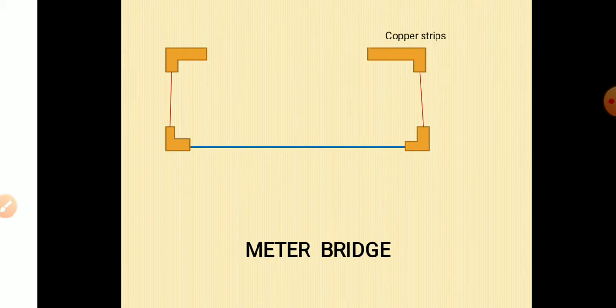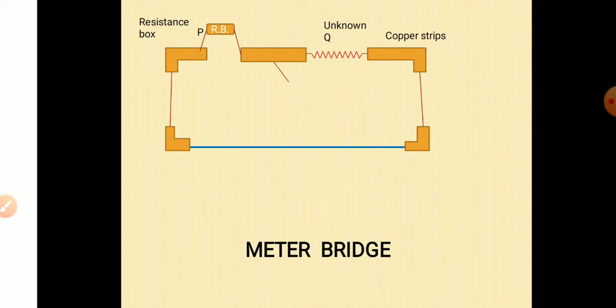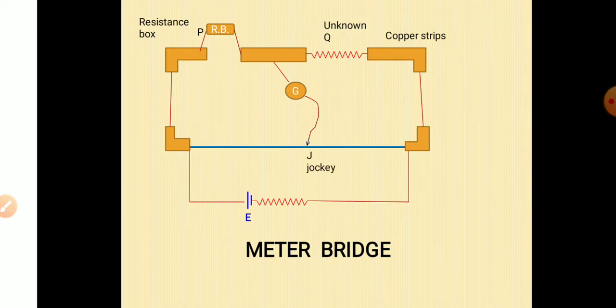So here we have all the arms of a Wheatstone bridge and all the resistances are connected through copper strips. You can see we have a resistance box as resistance P, unknown resistance Q, and we have a galvanometer connected as the middle arm, and the resistance is connected to a cell through a resistance. The free end of the galvanometer is connected to a jockey. This jockey can slide over this resistance.